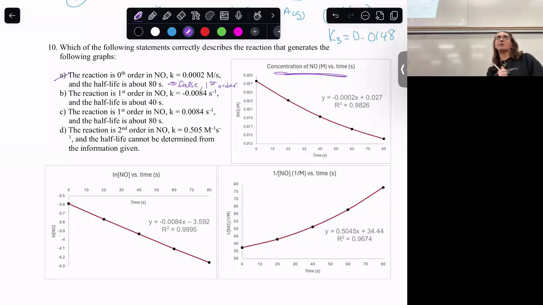So what else can we eliminate? We can also eliminate D, right? We know that this reaction is not second order. We know that it's first order.